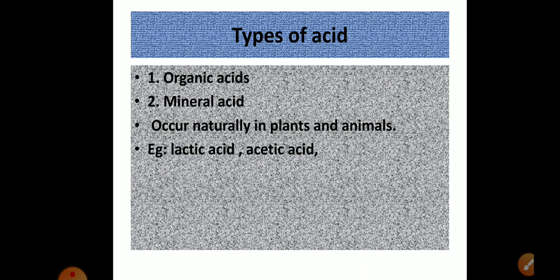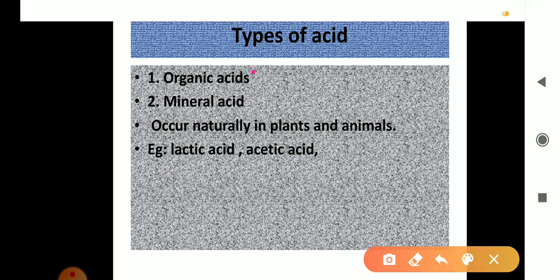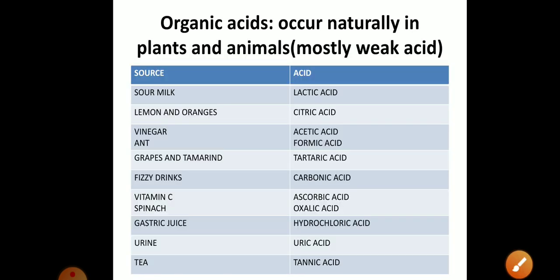Now, acids are of two types. One type is organic acid and second is called mineral acid. Organic acids are acids which occur naturally in plants and animals. They are called organic acids.